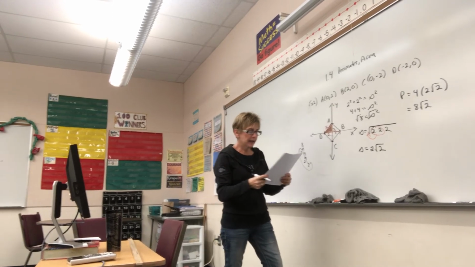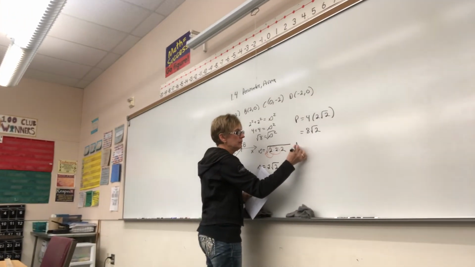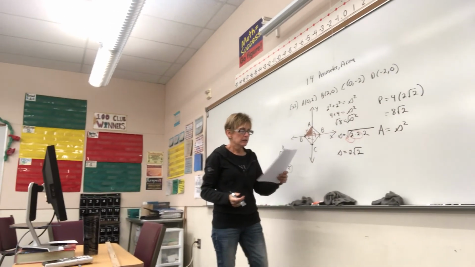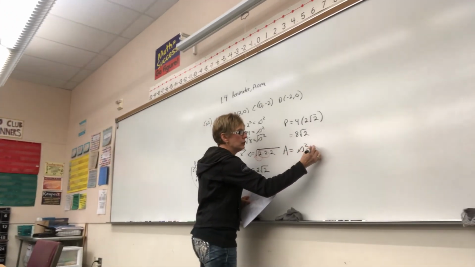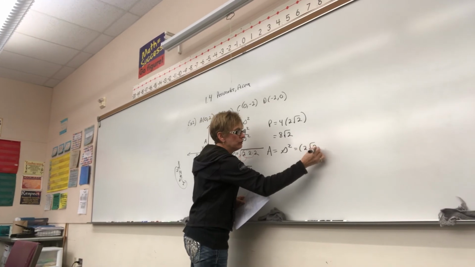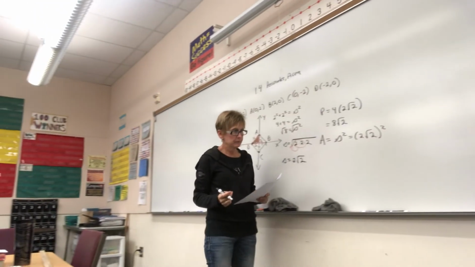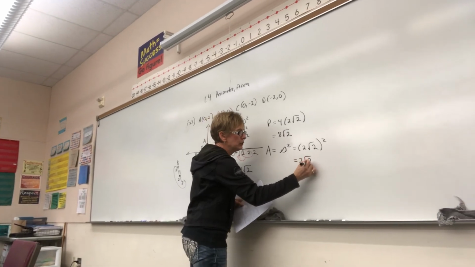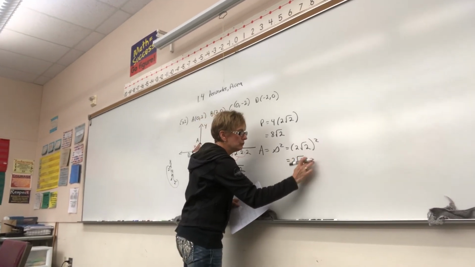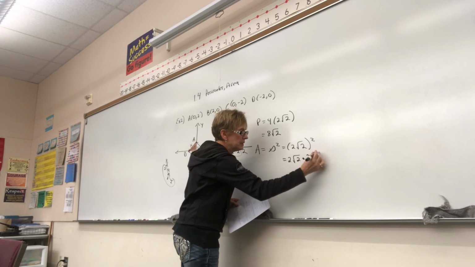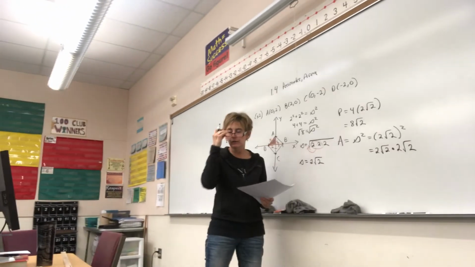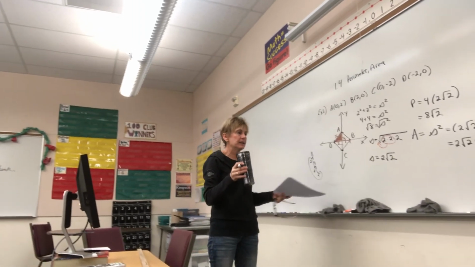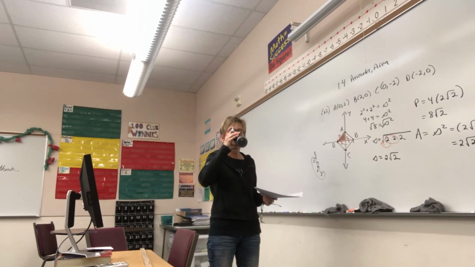And then for the area of a square, we know it's side squared. So we're going to say 2 radical 2 squared. Well, that simply means 2 radical 2 times 2 radical 2. You can see why it was important that we learned about radicals earlier this quarter, because we are now using them to solve other problems.